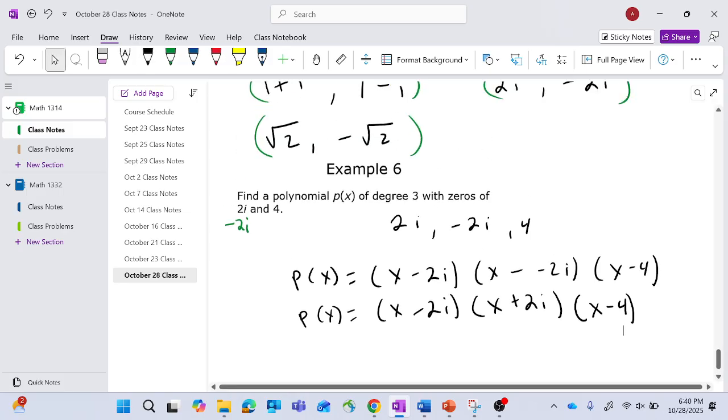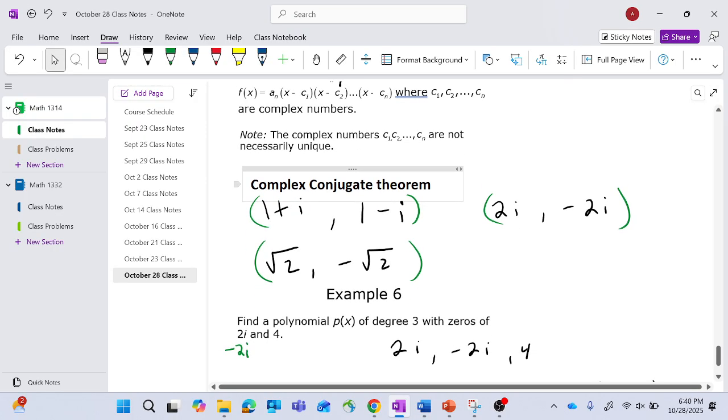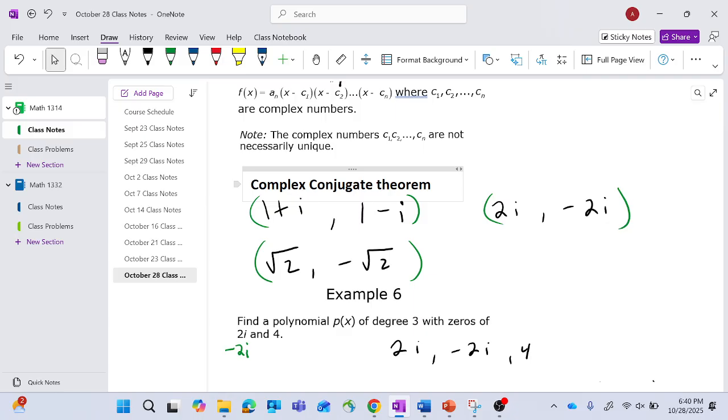So that's the complex conjugate theorem that I was talking about before. All this theorem is saying is that i's and square roots come in pairs. That's essentially what it boils down to. i's and square roots come in pairs. So if I told you that 2i is a solution, so I'm telling you, look, 2i is a solution to this problem. Well, then negative 2i also has to be a solution. They have to come in pairs together.